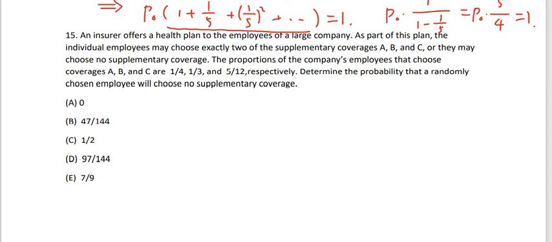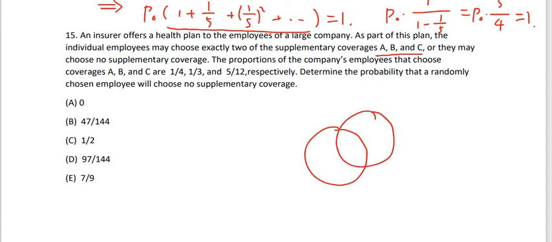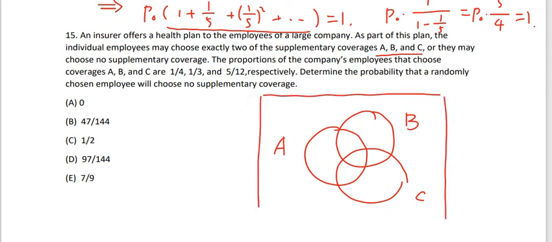Okay, so for this problem, they have 3 kinds of coverage, A, B, or C. So we have these 3 factors. So we can use a Venn diagram with A, B, C, or it is none of them.